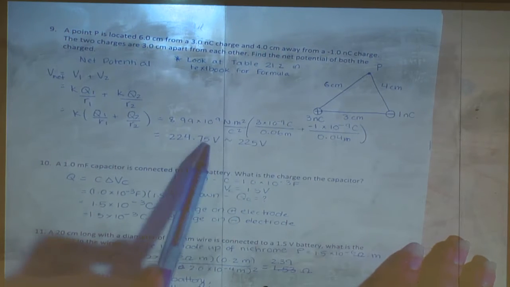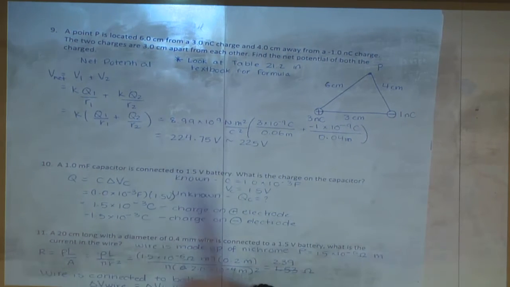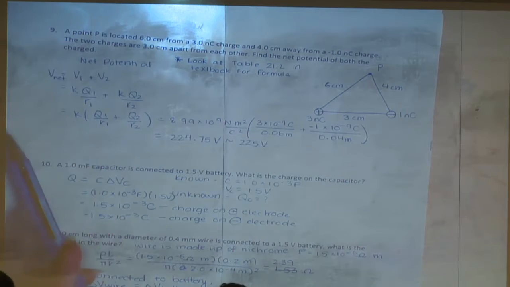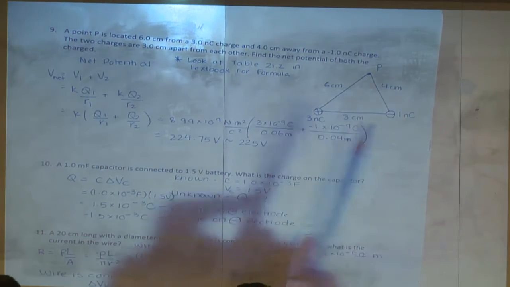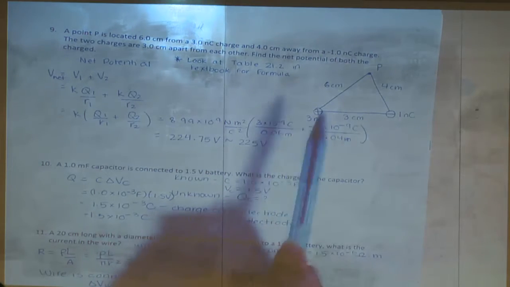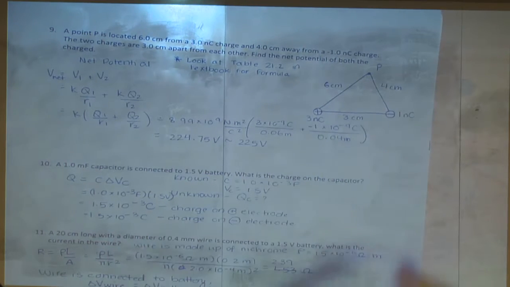Another important thing is that, as I already mentioned in the calculating net force section, whenever you're asked for net potential or net force, you're not going to be subtracting anything but adding. So we're adding two things to find the net potential of both the charges. Because it's a point charge, we're looking for the potential that both of these charges have on point P.